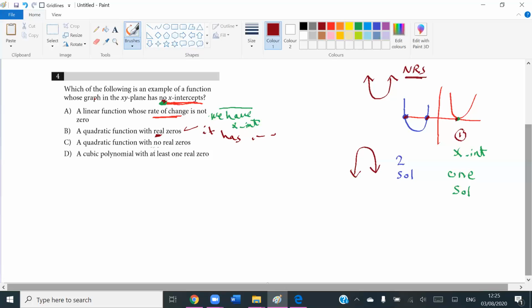A quadratic function with no real zero. Yes, this is our case now. Look at this curve. It doesn't have any intersection. So this is your correct answer now.